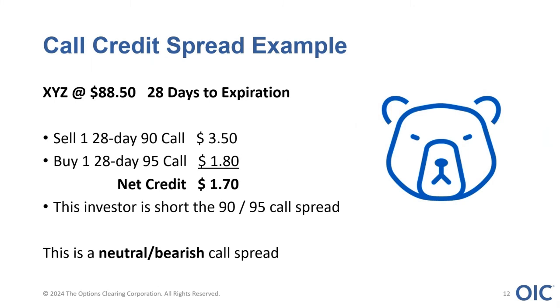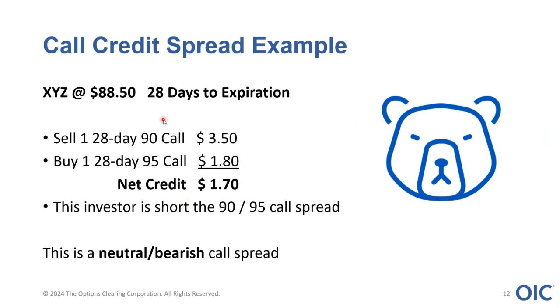When you sell an option, you are immediately credited the premium that is associated with that option. And when you buy an option, you are immediately debited the premium that is associated with that option. So in this case, you're debited the $1.80 that you bought this call for, and you're credited the $3.50 that you sold that call for. What that ends up with is a net credit of $1.70, but you have two positions on. You are short the 90 call and you're long the 95 call.